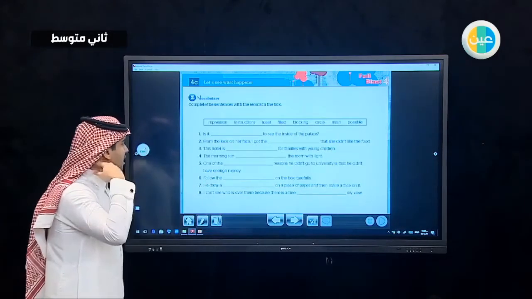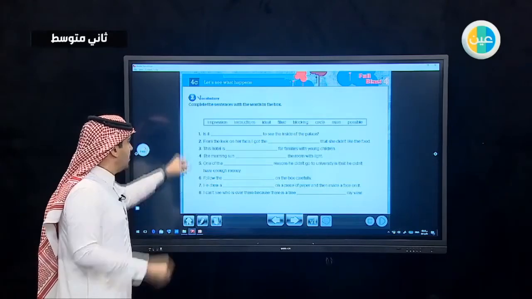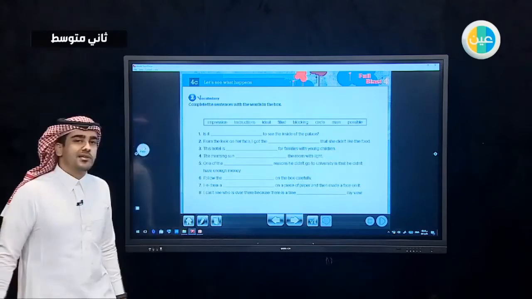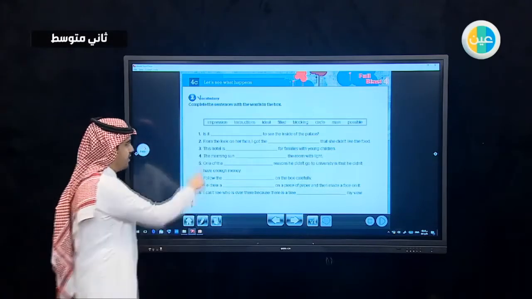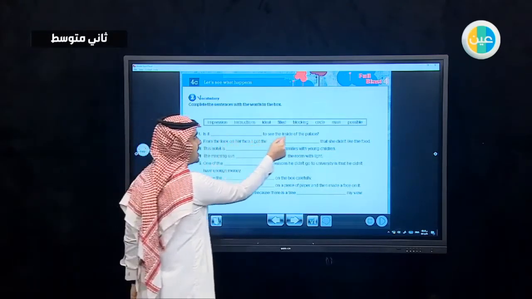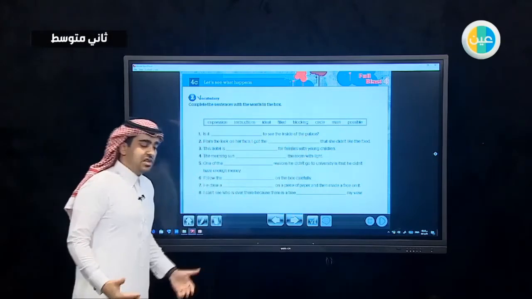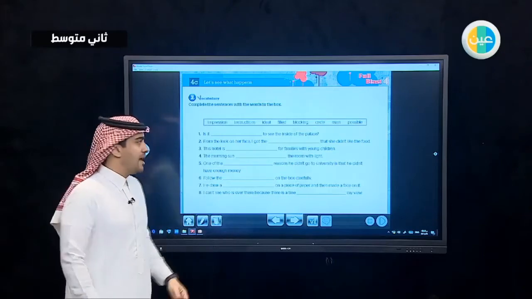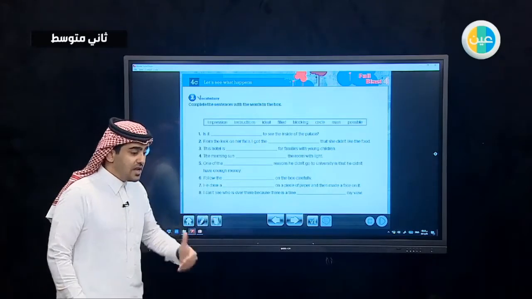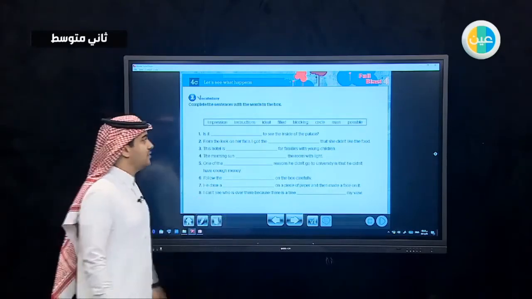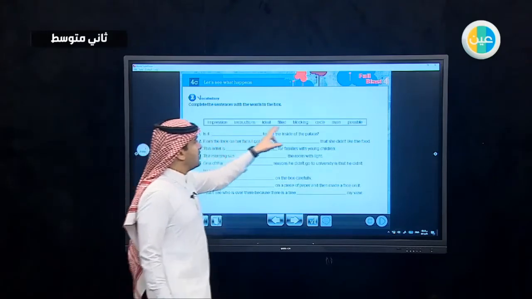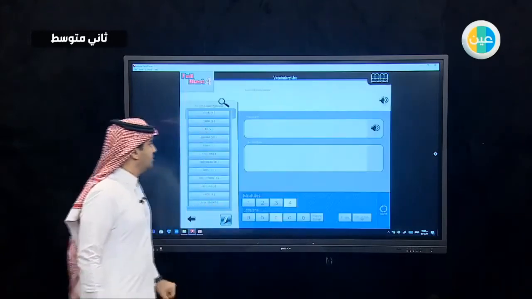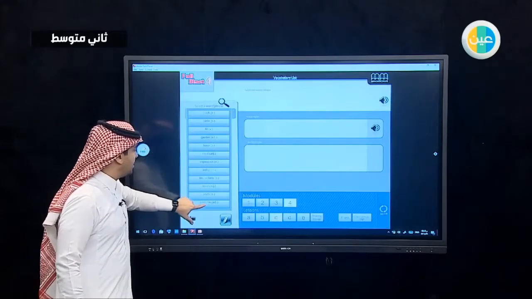We have 1 to 8. I don't think we have enough time, but we will try to do as many as possible. Number 1, is it blank to see the inside of the palace? This is someone asking for permission. He wants to see the inside of the palace. So he is asking, is there a way to see the inside of the palace? We could use, let's take a look at the word possible. The word possible is an adjective.